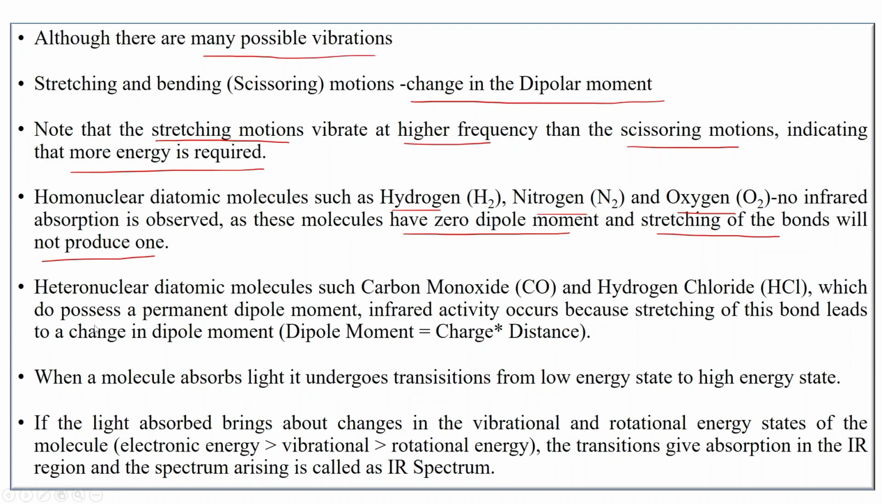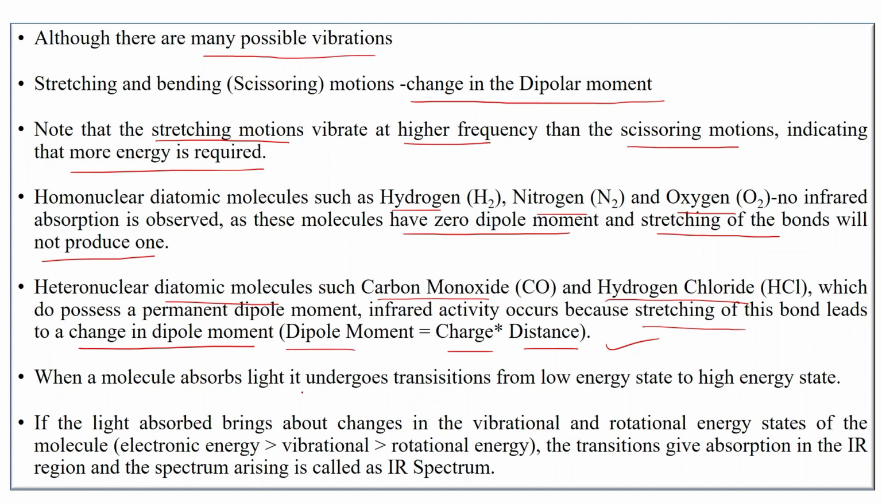Whereas heteronuclear diatomic molecules like carbon monoxide and hydrogen chloride have a dipole moment, and if the bonds are vibrating, stretching of the bond will also lead to a change in dipole moment, hence they will absorb the IR radiation. So as already told, dipole moment equals charge times distance.